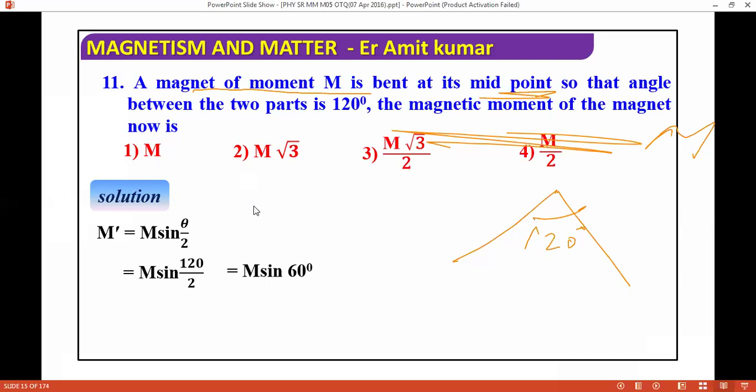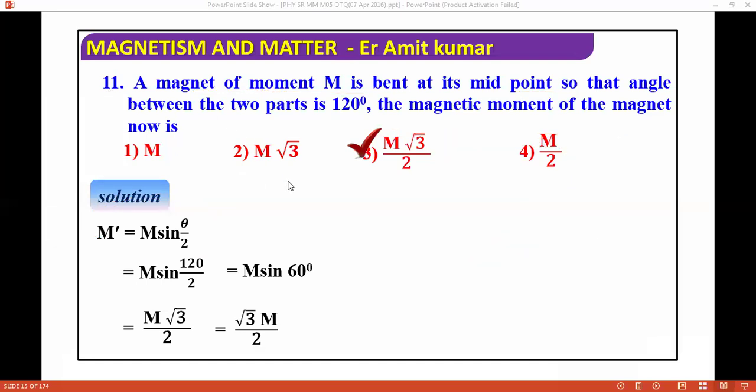So what is happening here? The angle is 120 degrees, so sine 60 degrees, which becomes root 3 by 2. So like this we can go. Take care of this formula: M dash is M sine theta by 2. Next, we are moving ahead to the next question.